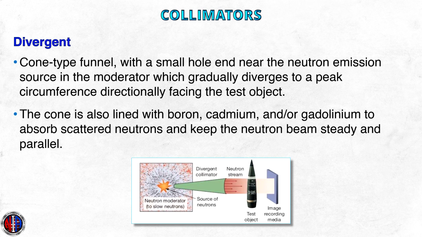Divergent collimators can be visualized as a cone-type funnel. The small hole end is near the neutron emission source in the moderator and then gradually diverges to a peak circumference directionally facing the test object. As with multi-tube collimators, the cone is lined with boron, cadmium, and gadolinium to absorb scattered neutrons and keep the neutron beam steady and parallel.